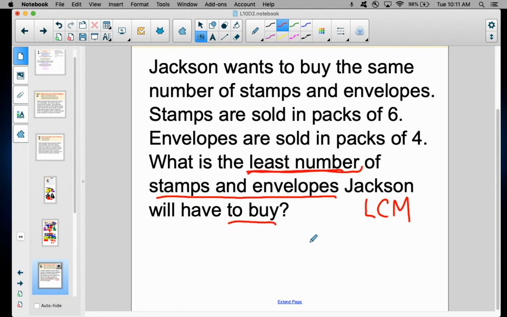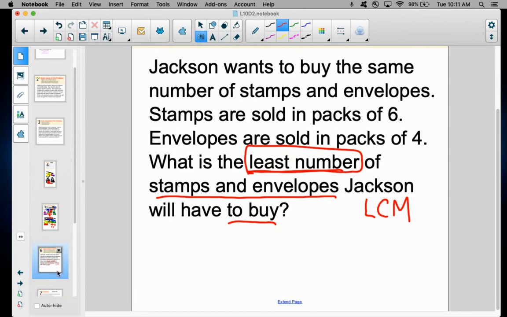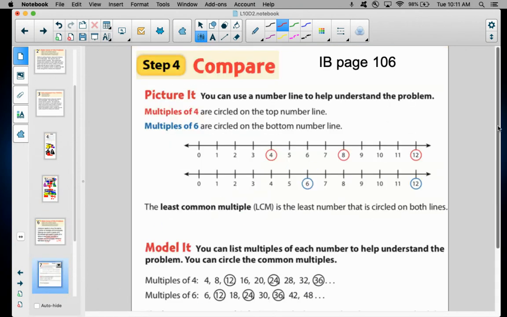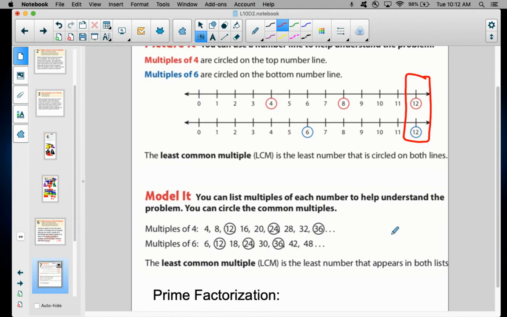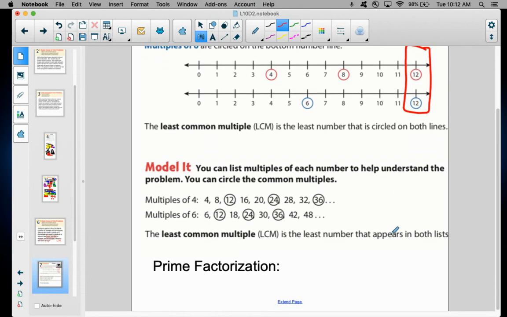Because we see the least number here, we're not dealing with GCF. We have to find multiples of 6 and 4. So one way you could think about this is with number lines. You can see 2 number lines here, and you see counts of 4 circled in red, and then counts of 6 circled in blue. And you can stop as soon as you get a number that is the same in both of your lists. So if you notice, the second multiple example is going above and beyond where you really need.